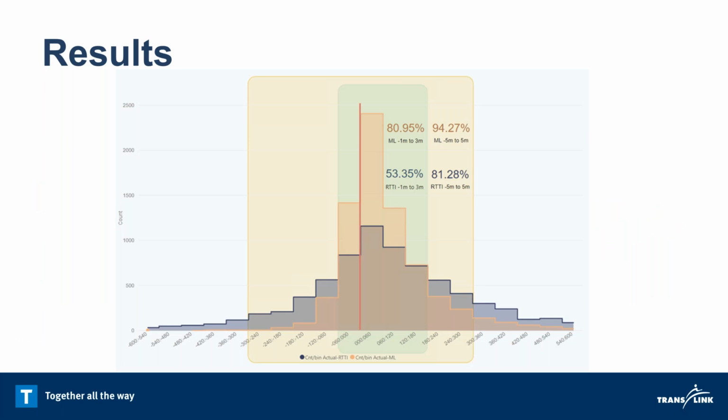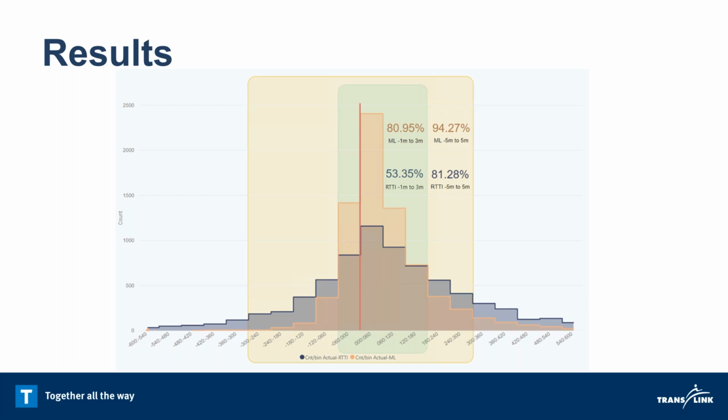Now remember that graph I showed earlier? Here it is with the machine learning data. The blue pyramid was the RTTI predictions. This new orange pyramid is the machine learning prediction. Previously with RTTI, only 53% of the predictions fell in the on-time green window. With machine learning, now it's over 80% of the predictions are in this window.